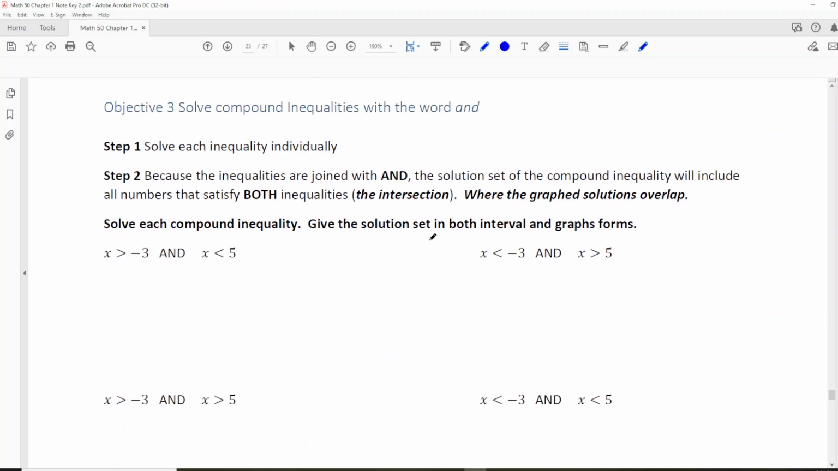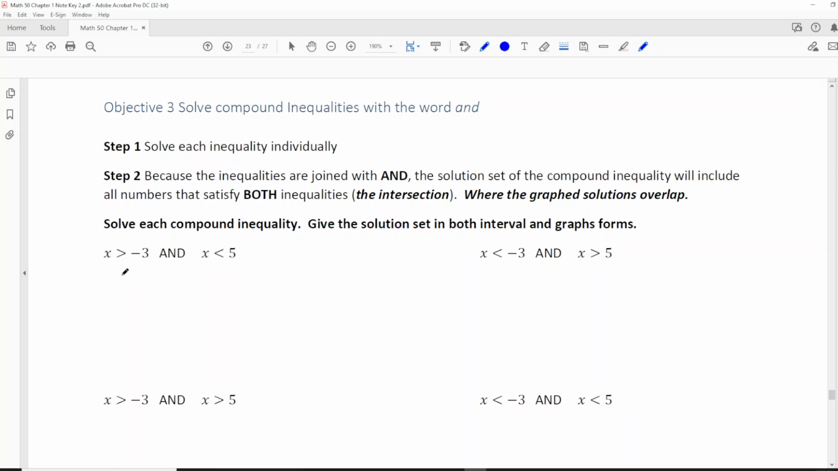So step number 1, you're going to solve each inequality individually. You're going to take it to the place where it's just x is greater than or less than or equal to a number. Then step 2, because the inequalities are joined with an "and," the solution set of your compound inequality will include all numbers that satisfy both inequalities. You're looking for the intersection of your two inequalities. I think of this as where the graph solutions overlap.